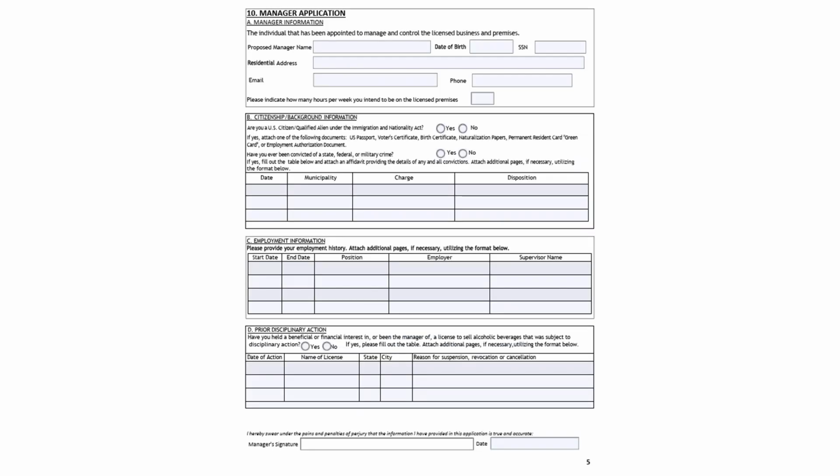On page 4, question 10 consists of the manager application. Question 10 asks for basic information about the proposed manager. This includes how many hours per week the manager intends to be on the licensed premises. Please fill out this section completely.